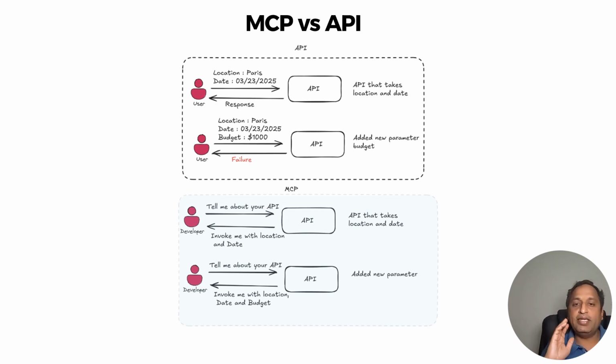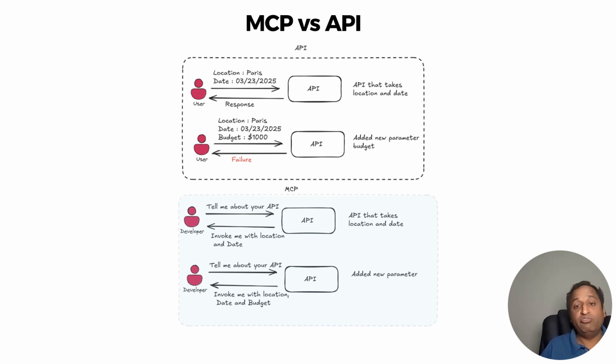That's where, just take an example. You have an API, and currently that API accepts a location and a date, and it gives you some response about a travel plan. At some point, this API adds another parameter called budget. Now any client trying to access this API, unless you pass the budget, is going to have a failure, right? It's not going to respond. This is a breaking change.